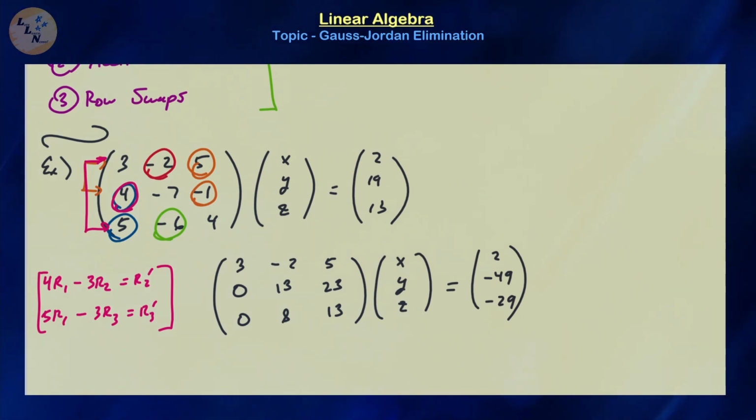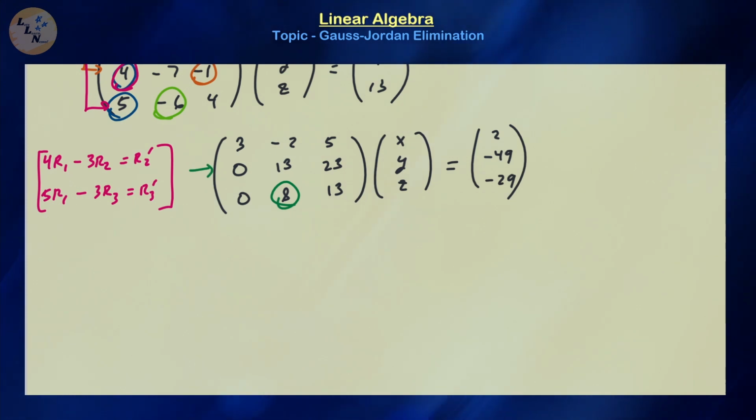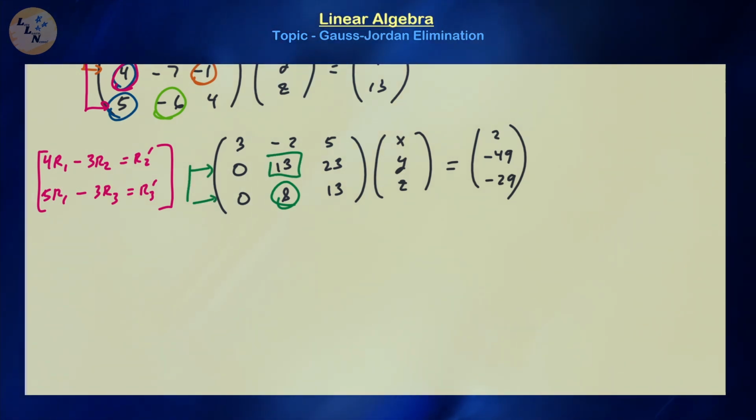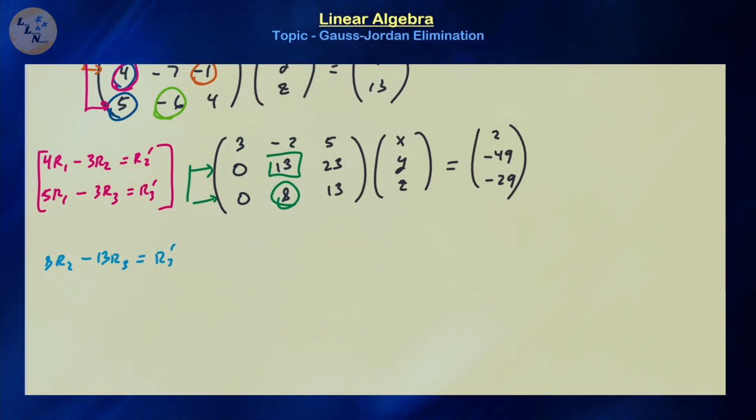And now let us focus on the next entry, which is going to be that 8. So now I'm going to be using row 2 and row 3 by focusing on this 13, which is going to remain fixed, and we're going to be focusing on that 8. So the least common multiple of 8 and 13 would be, again, the product of the two. So what am I going to do? I'm going to do 8 times row 2 minus 13 times row 3, and I'm going to be defining that to be our new row 3.